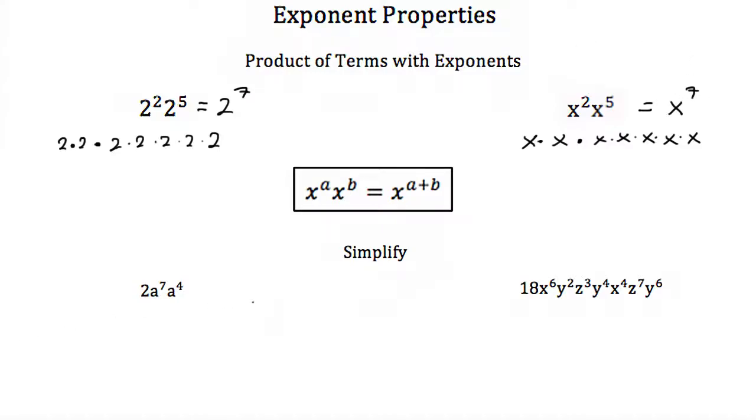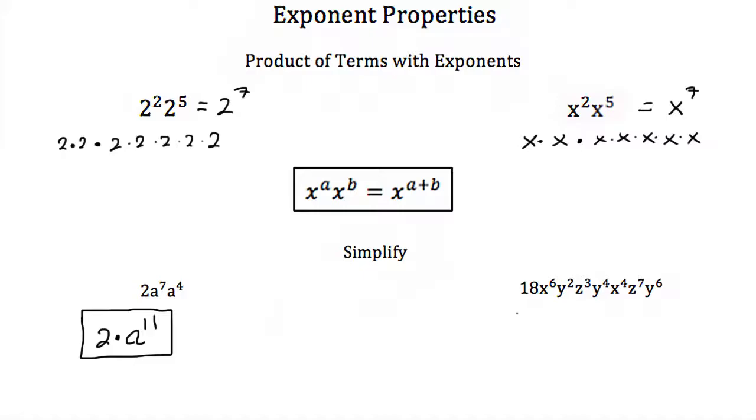So let's try this again. Here we have 2 times a to the 7th times a to the 4th. Well, the 2 doesn't have anything going on, so it just stays. So we get 2 times, our base stays the same, a, and then 7 plus 4 is 11. So our answer would be 2 times a to the 11th.